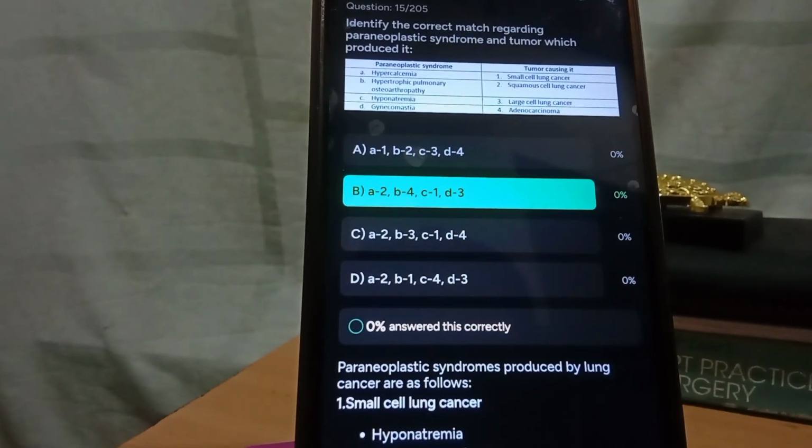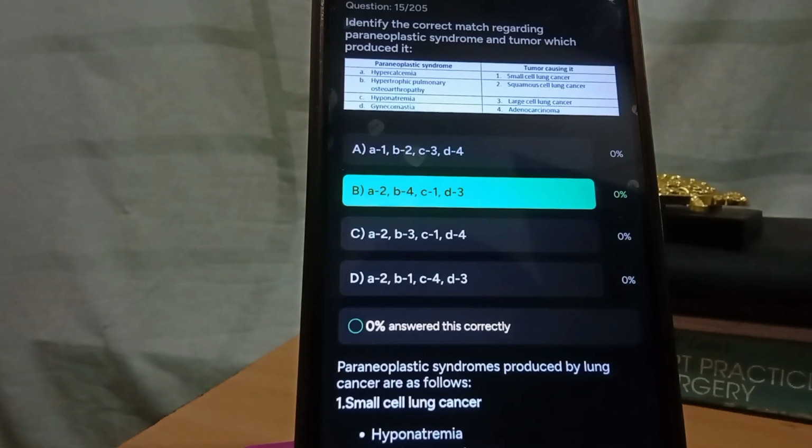Identify the correct match regarding paraneoplastic syndrome and the tumor which produces it. The options are: A is hypercalcemia, B is hypertrophic pulmonary osteoarthropathy, C is hyponatremia, and D is gynecomastia. The tumors causing it are small cell lung cancer, squamous cell lung cancer, large cell lung cancer, and adenocarcinoma.